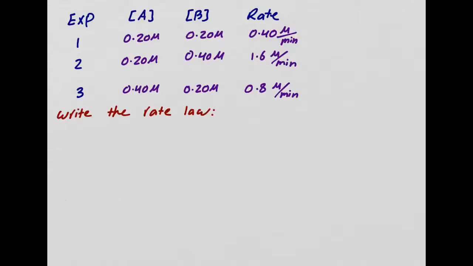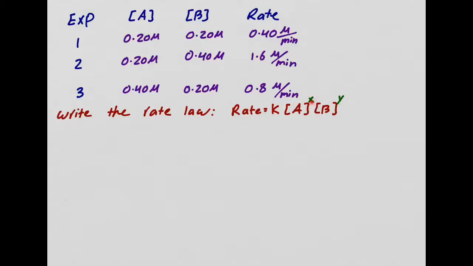So hopefully this is what you said. You said, I'm going to write a rate law. I know that rate is going to equal k, which is the rate constant, times the concentration of A, reactant, times the concentration of B, reactant. But what I have to pay attention to is that these are going to be to the power of x and y. Those are going to be the orders.